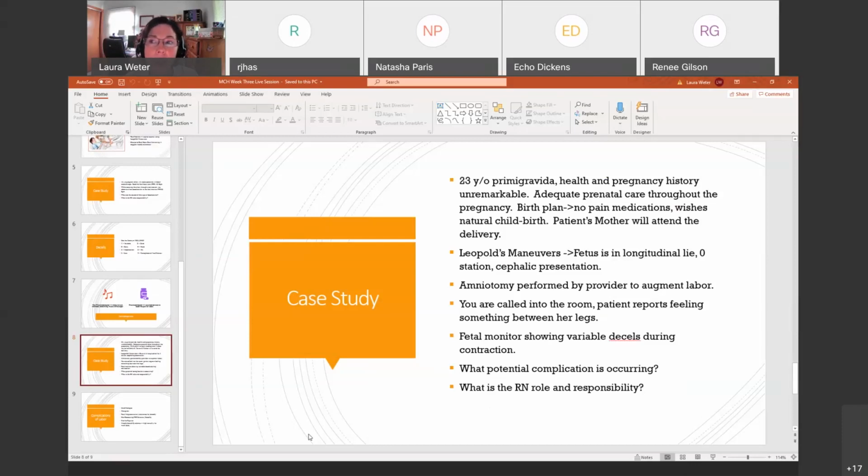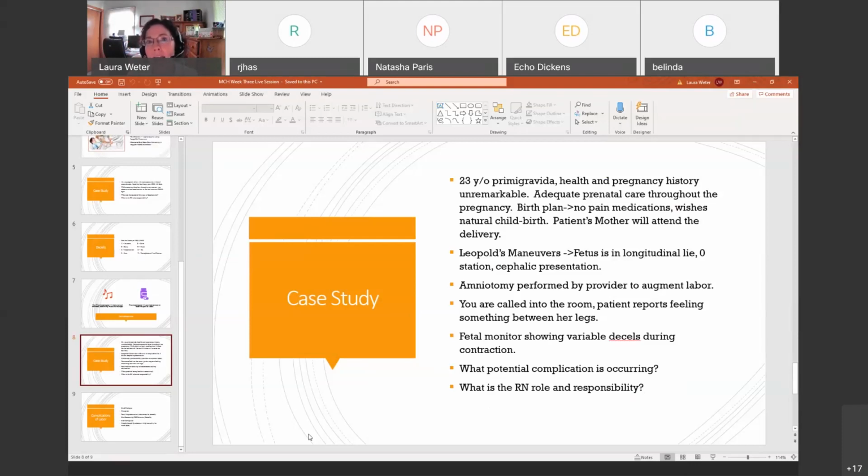And why are we going to do that? To relieve pressure from the cord. Yes, that is how we relieve pressure on the cord, by lifting up on the presenting part. We put that sterile glove on. We take 2 fingers and we are lifting up on the presenting part. But we do not want to touch the cord.